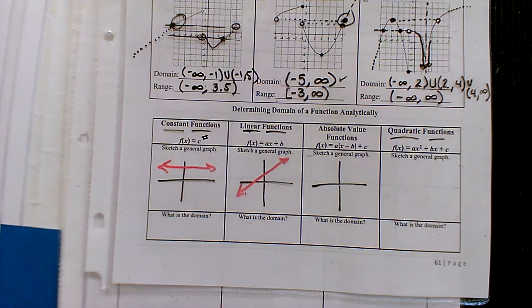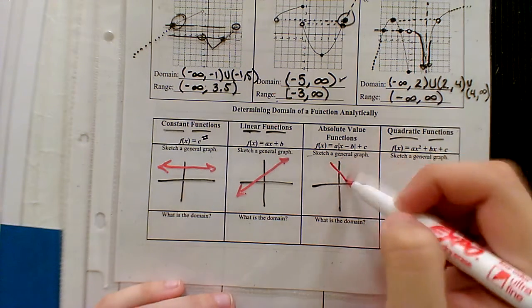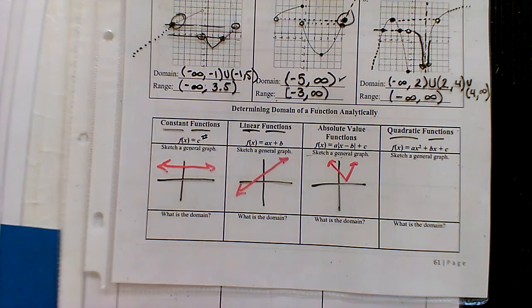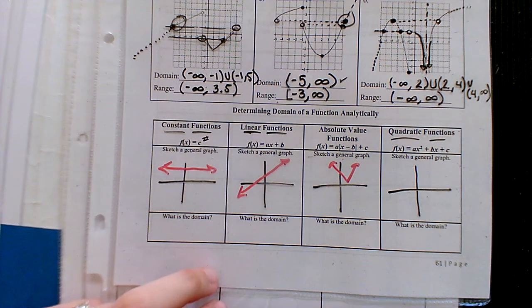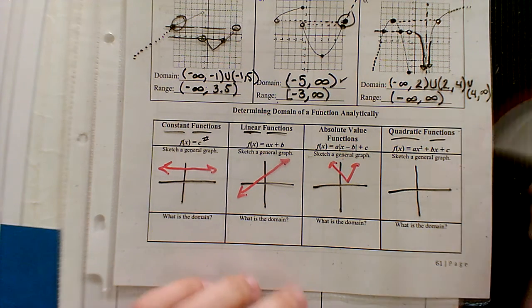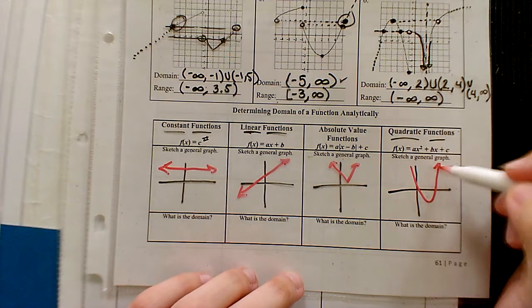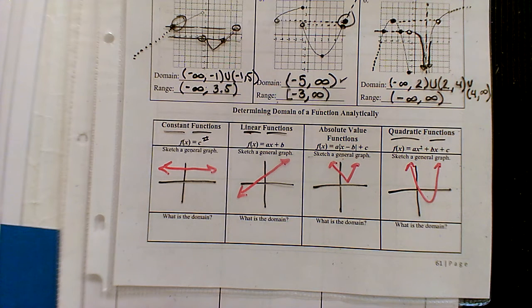What about an absolute value graph? What shape does that have? A V shape. Okay, so we'll just draw a generic V-shaped graph. And then what about quadratic? Power of 2? Yeah. A parabola, so a generic U-shaped graph. So these are 4 common ones that you guys are clearly already familiar with.